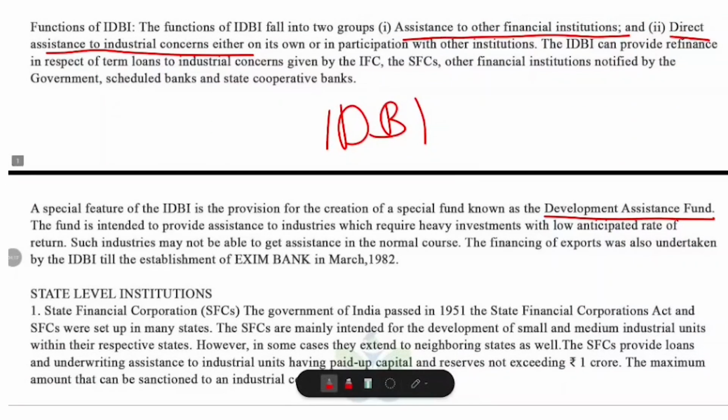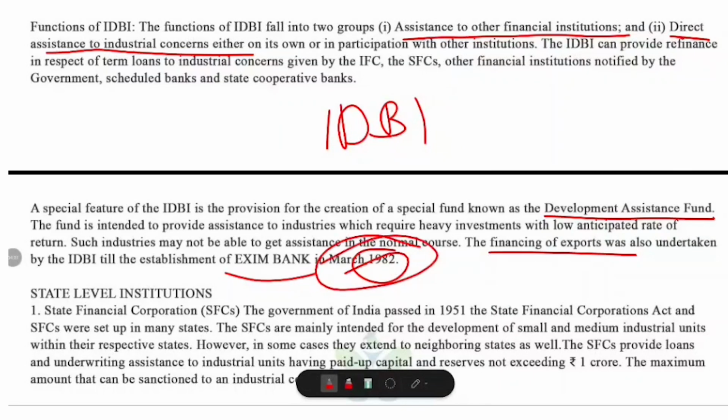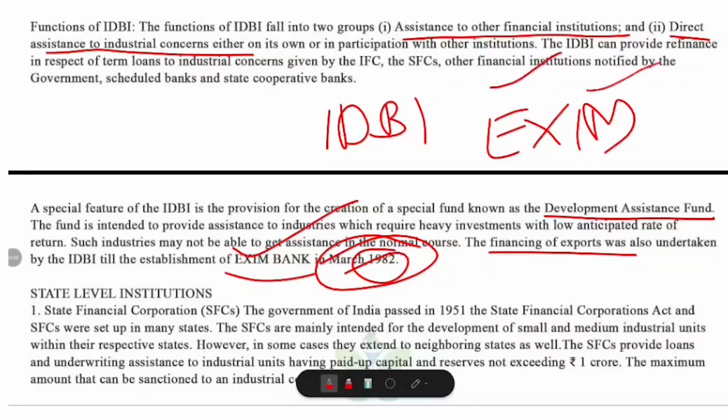Finally, before 1982, IDBI also handled export financing. But later, when the Exim Bank, that is Export-Import Bank of India, was set up in March 1982, that responsibility was transferred to this Exim Bank. What is the full form of Exim Bank? Export-Import Bank of India, and it was established in 1982.